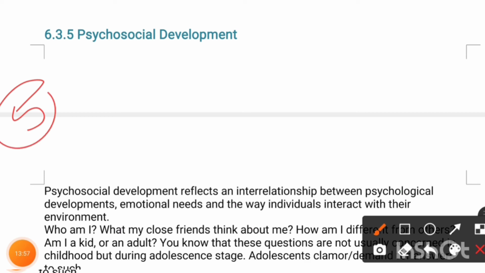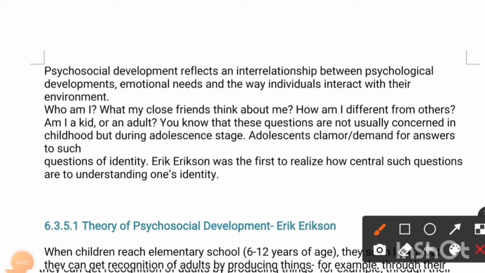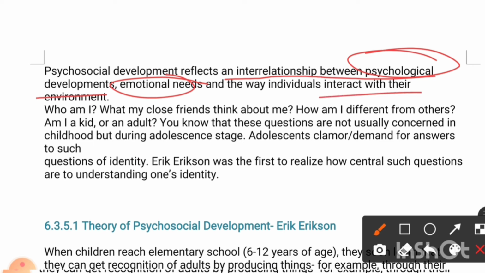The fifth one is psychosocial development. Psychosocial development reflects an interrelationship between psychological development and emotional needs, and the way the individual interacts with their environment. Questions come into the mind of a child: who am I? What do my close friends think about me? What is the opinion of others? How am I different from others? Am I a kid or an adult? These kinds of questions come at this stage of development.